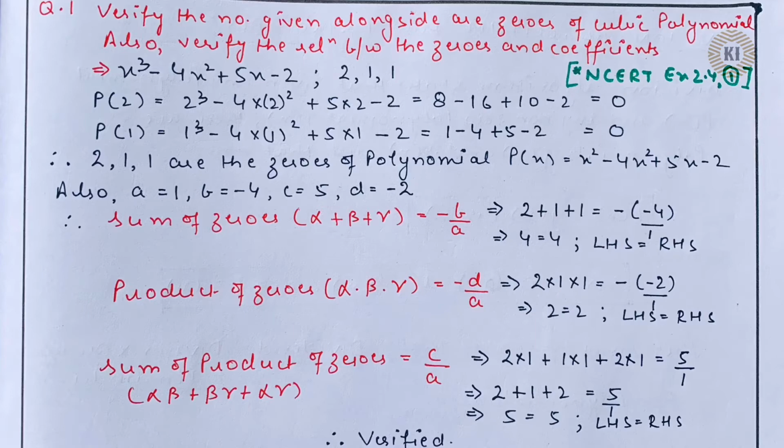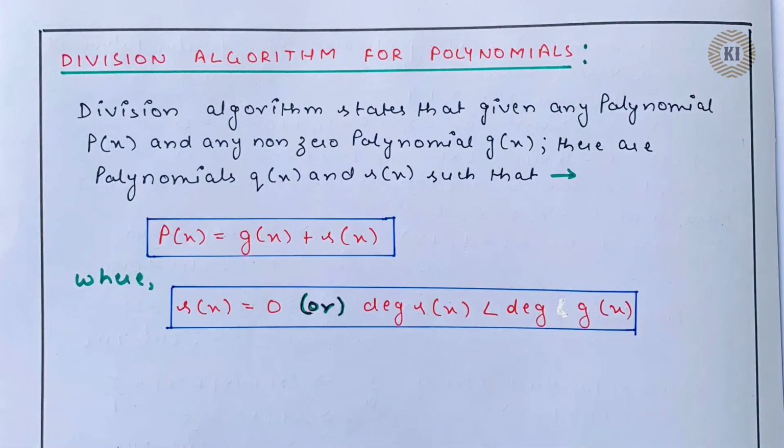So we have successfully verified the relation between the zeros and coefficients of a cubic polynomial. This was a cubic polynomial question. Now one more thing, which is there in the third exercise of this chapter: the division algorithm for polynomials. What is the meaning of division algorithm? We have studied it in the first chapter of our class.